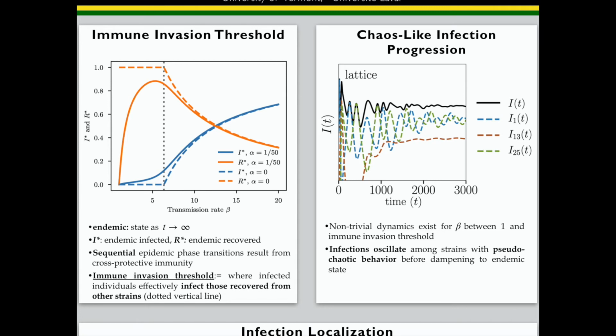Moving over to the right, we see a time series of infections for a lattice genotype network with 25 strains, for all strains and for a handful of individual strain infection counts. We observe chaos-like infection progression when the transmission rate is between 1 and the immune invasion threshold. Both the total infections and strain-level infections oscillate before dampening to the endemic state in time.